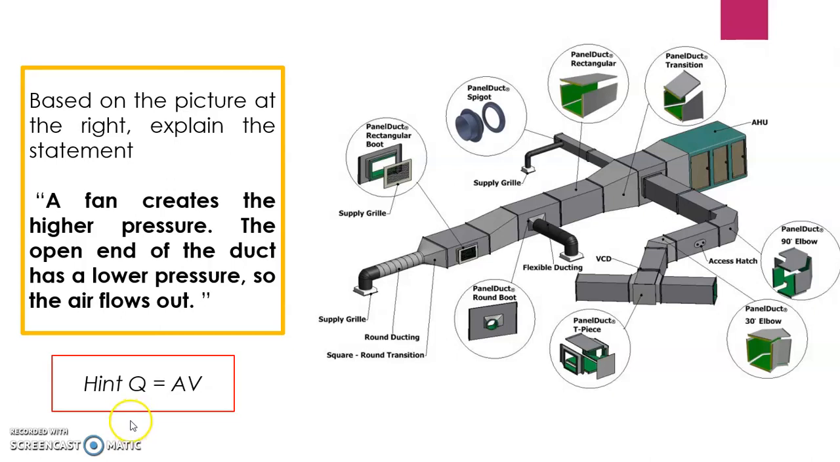To calculate the ductwork size, we will use the formula Q equals A times V. Q is the flow rate, A is the area in feet squared, and V is the velocity in units of feet per minute.